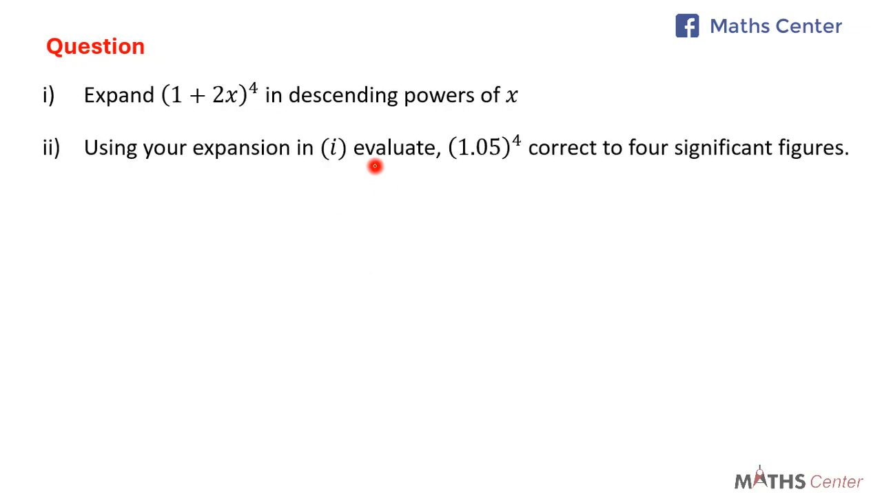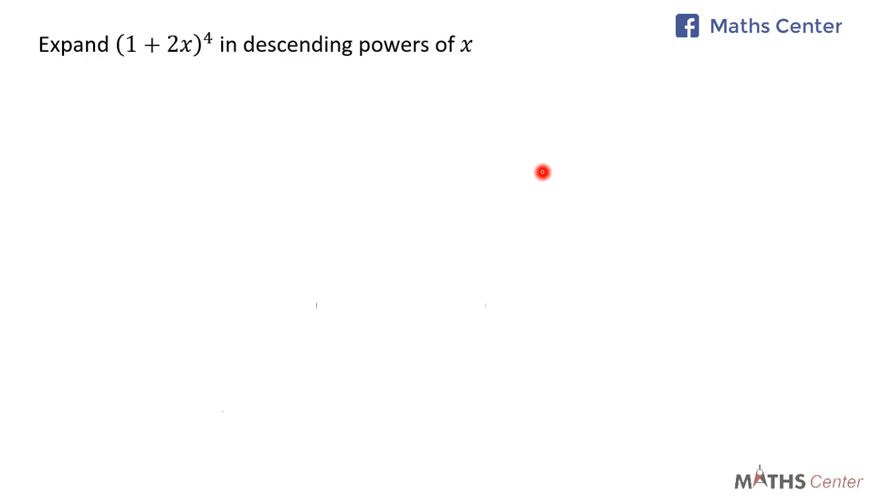So in this example, it says that we should expand 1 plus 2x exponent 4 in descending powers of x. So in this case, we have to write x in descending powers. That is from the highest to the lowest. Then for the second part of the question, it says that use your expansion in I to evaluate 1.05 exponent 4. We should correct our answer to 4 significant figures. So let's look at the first part of the question. It says that we should expand 1 plus 2x exponent 4 in descending powers of x.